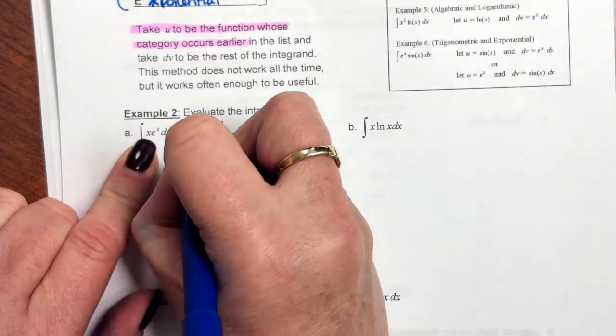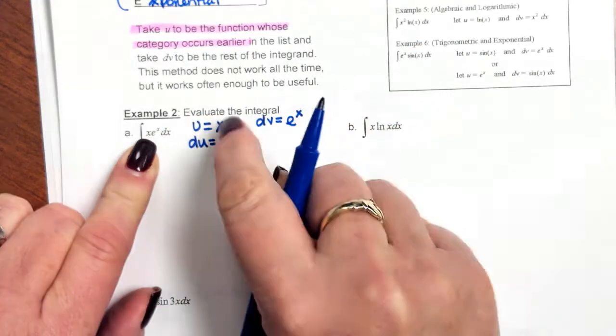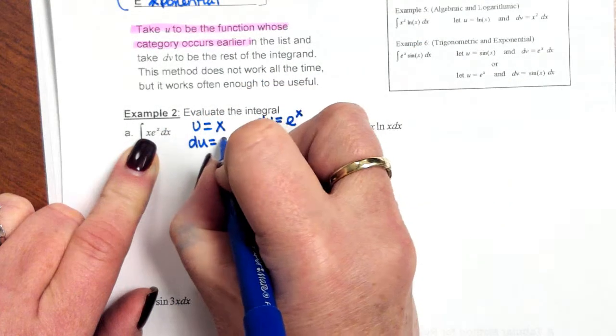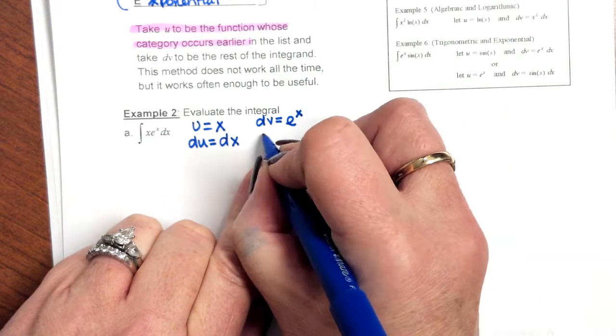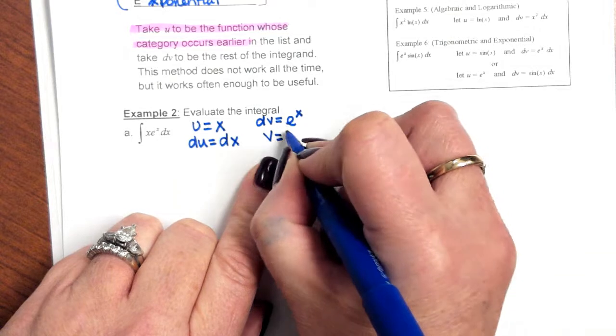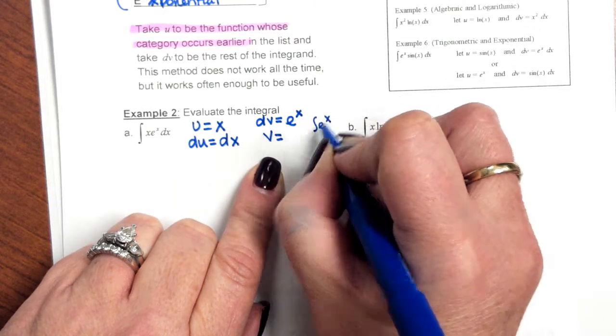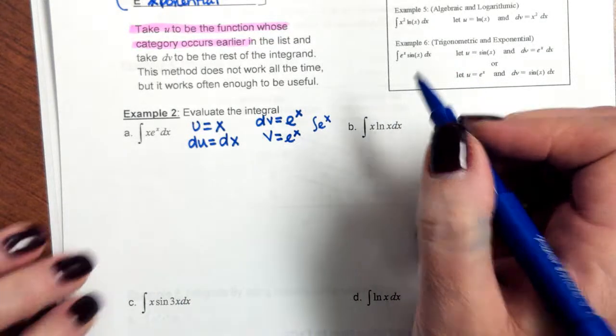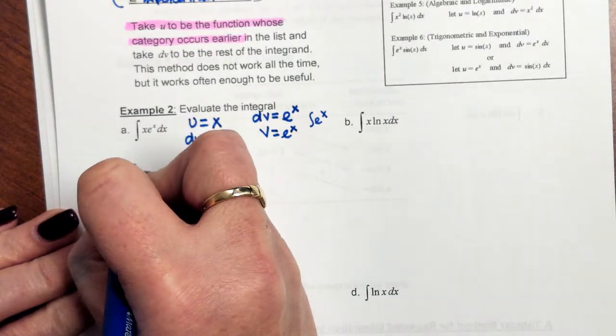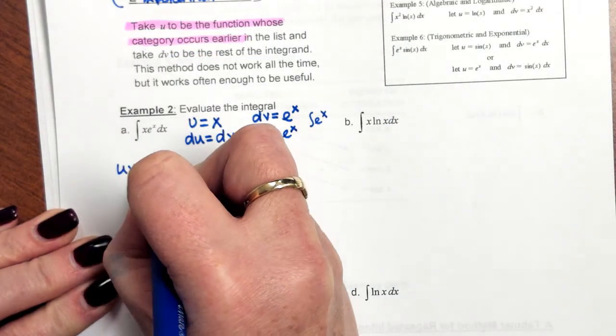I'm going to find my du. So I differentiate x, that's just going to leave me a 1 times dx. I want to integrate to find v. So v, the integral of e to the x, is just e to the x. So now I know my u and my v. So again, I can plug into my formula, u times v minus the integral of v times du.